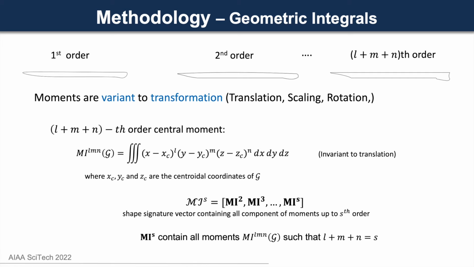So once we have the moments, we create a shape signature vector which contains all the moments up to a specific order, up to an nth order. And then we use this shape signature vector to evaluate the sensitivity of the parameters. And as I said, this shape signature vector can also be regularized in order to have the invariance against uniform scaling.